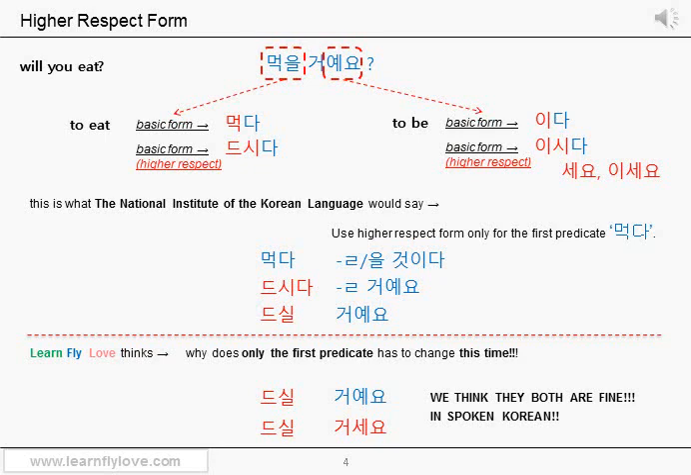The difference from the first page is you cannot just leave the first verb 먹다 in a normal form. You must turn the first verb into the higher respect form at least, because it's the only real verb among these two predicates. Okay? Don't think too much. Let's go on to the next page.